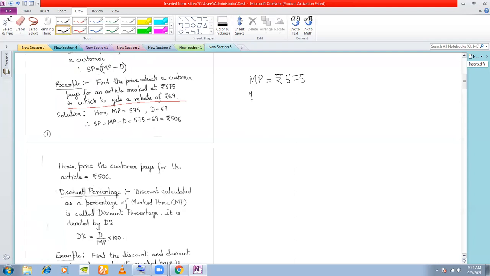So what is the discount that he is getting? Rupees 69. So how much is the customer paying? What is the selling price? It is MP minus discount: 575 minus 69. He's paying 506. So remember this relation, that selling price is equal to market price minus discount.